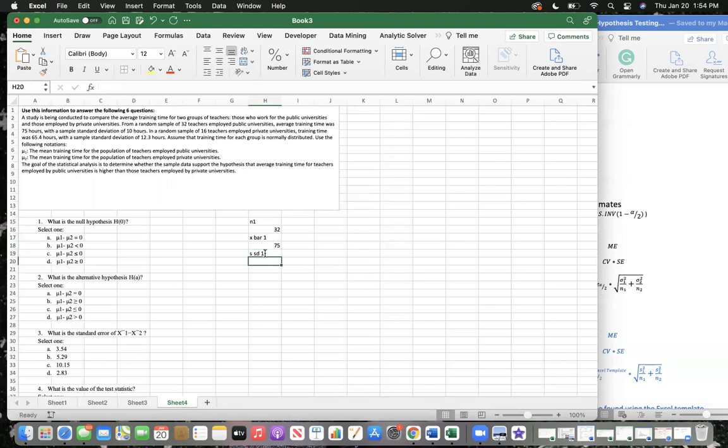So that's really important, the fact that we have sample standard deviation. So it's going to be 12.3. Nope, it's going to be 10. I was looking at the wrong one. So it's going to be 10 right here.